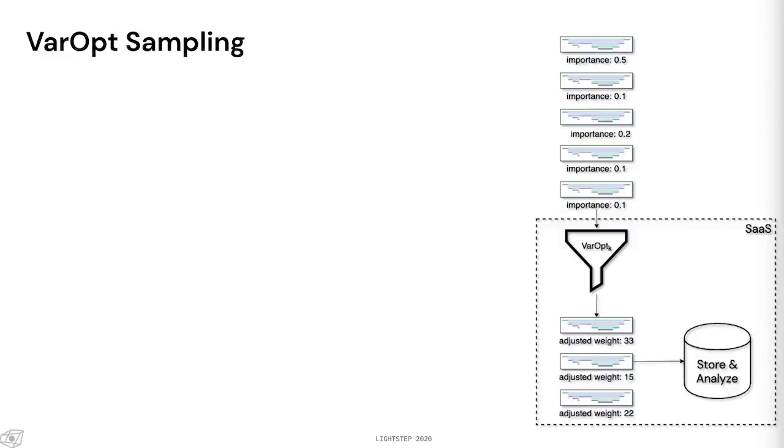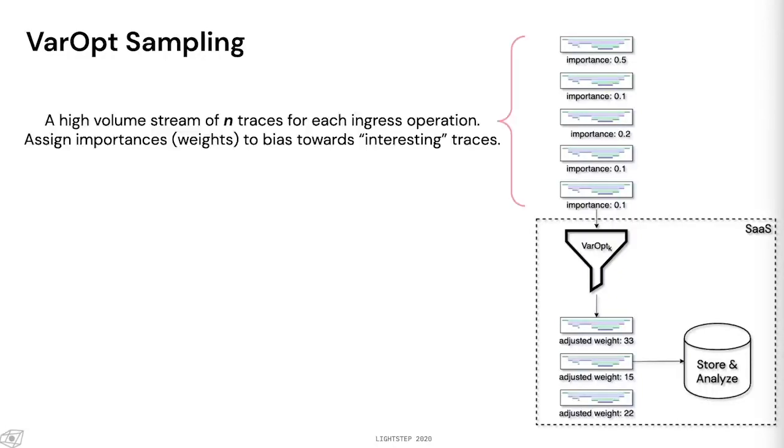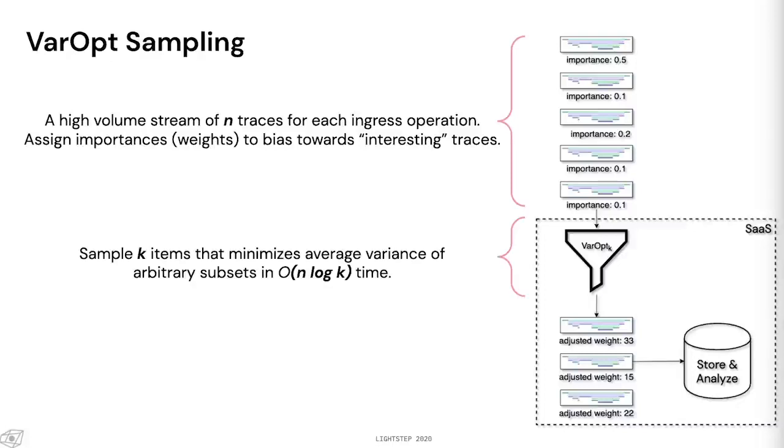So I wanted to present how this works in a visual way. So we have a bunch of traces being input into our SaaS, and these are traces for ingress operations. And we assign some importance to bias towards the interesting traces. And again, interesting here could be the entire latency region, covering errors from higher traffic satellites and so on. Those traces go into VarOpt, and VarOpt samples some k number of those items, and it guarantees that it will minimize the average variance of any arbitrary subsets that we want to draw from that data. And it does so in n times log k time.